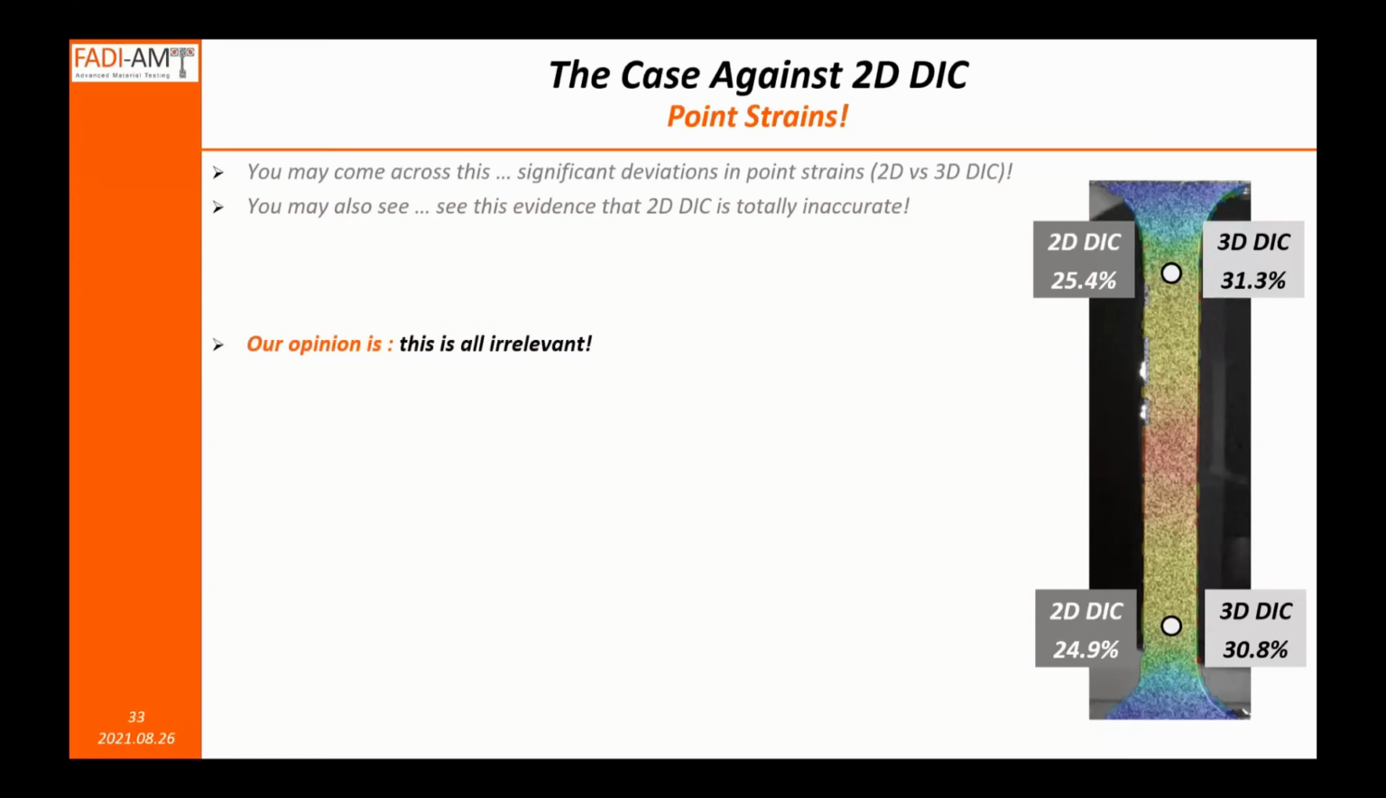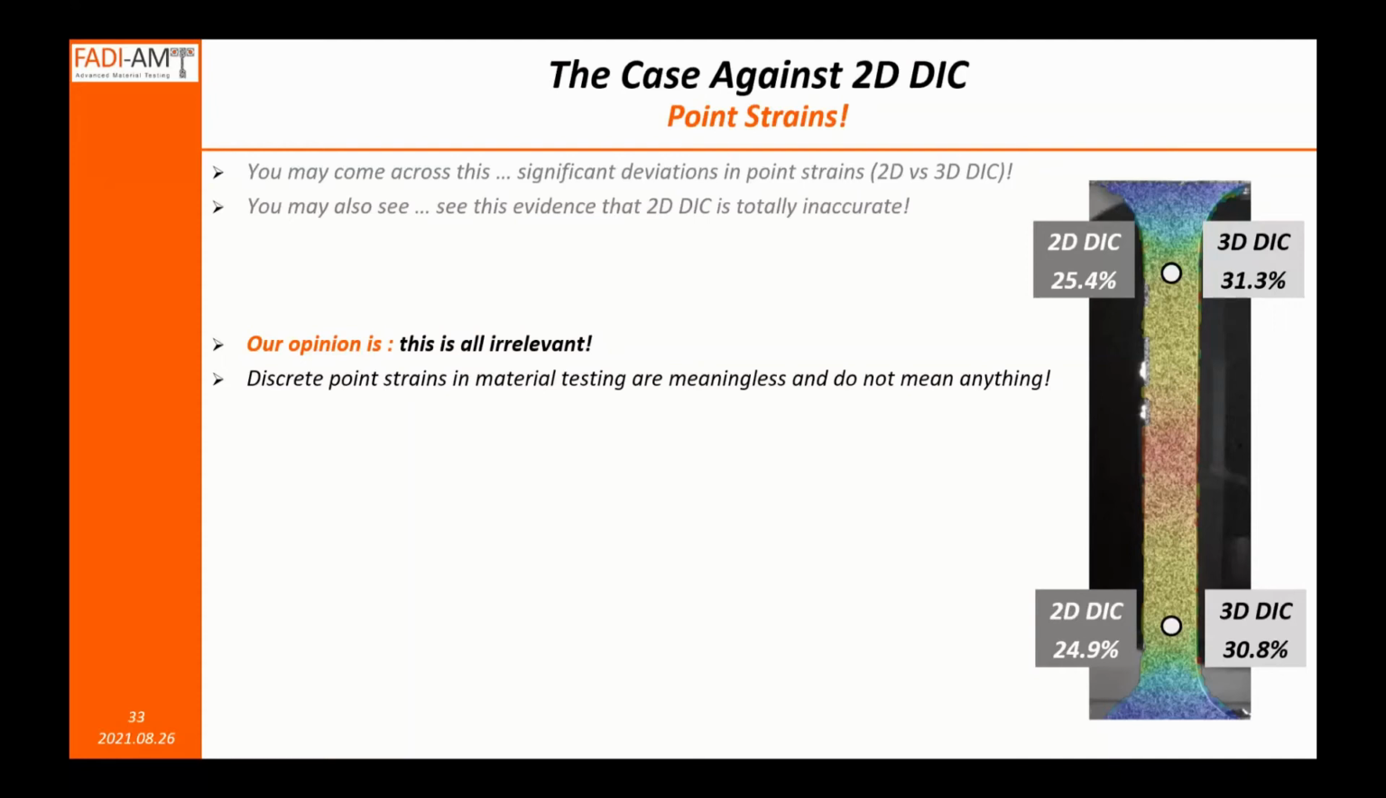Our opinion is that, honestly, this is all irrelevant. We don't believe in any of these point comparisons, because point strain is absolutely meaningless in material testing. It doesn't mean anything. It's not really a physical quantity to look at. All it means is you're taking basically a local strain measurement at a point which has no relevance whatsoever in practical applications, because what we care about is relative displacements and strains between points, such as an extensometer or over area average.